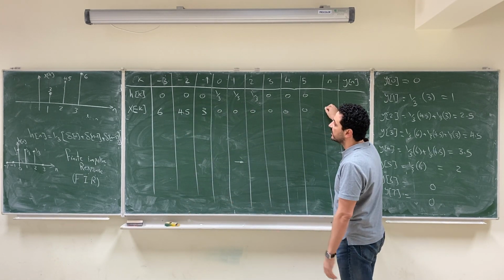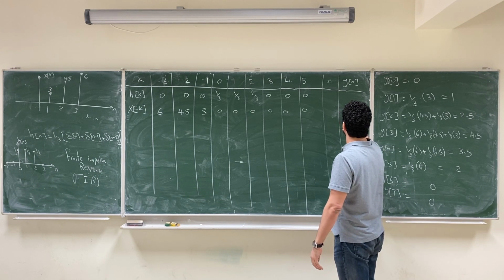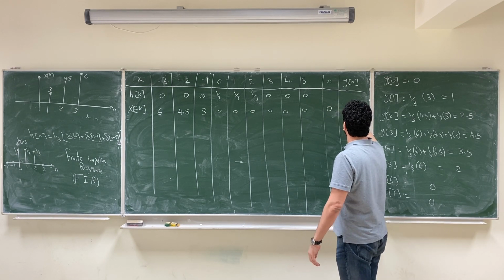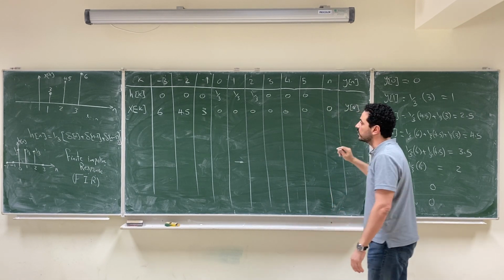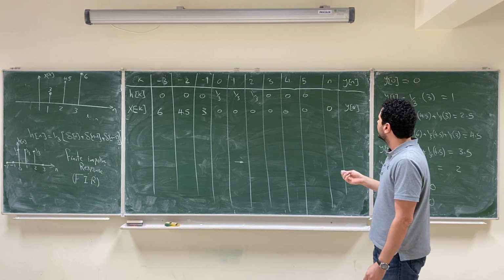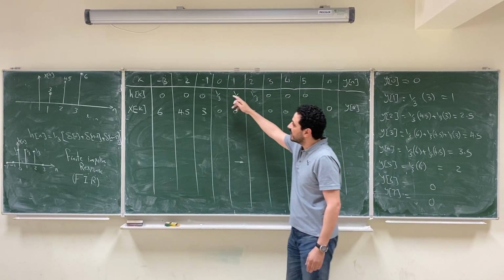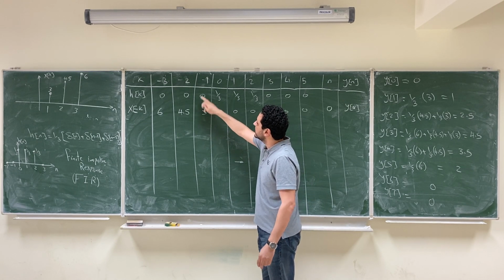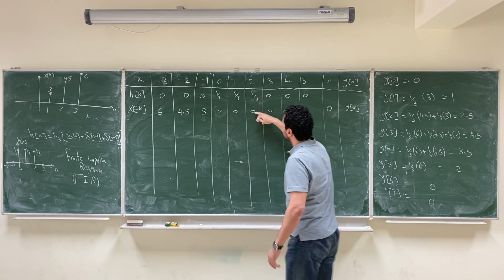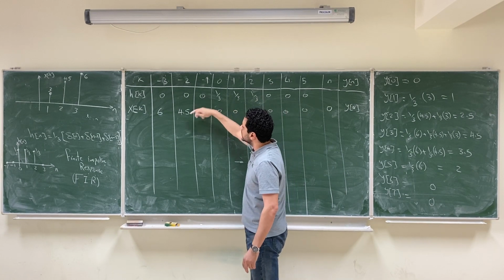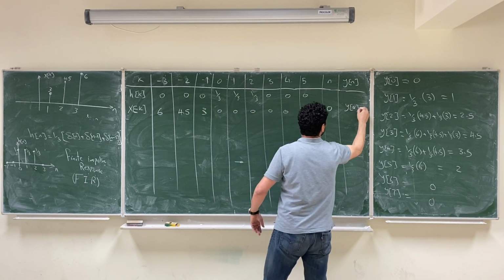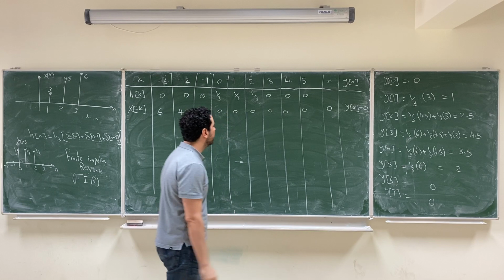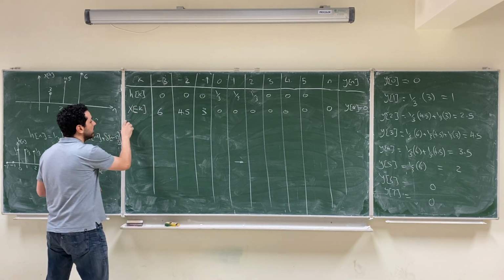We can calculate y of 0. Y of 0 equals what? If you multiply h of k times x of minus k, you will find that the multiplication is all zeros, so y of 0 is 0. And then x of 1 minus k.